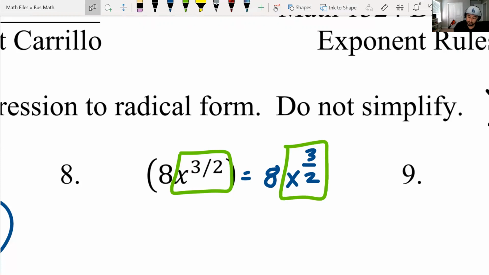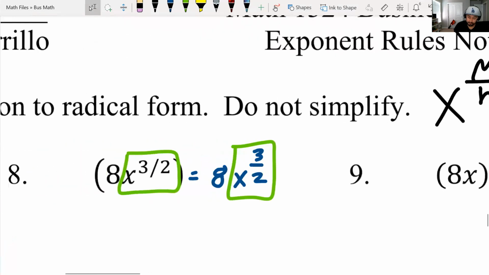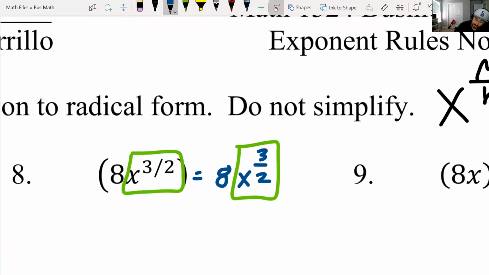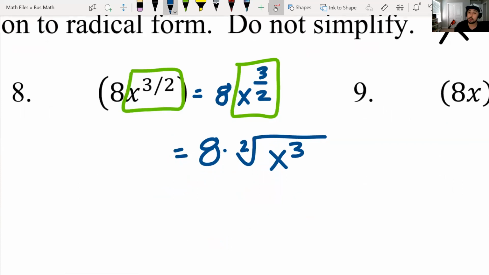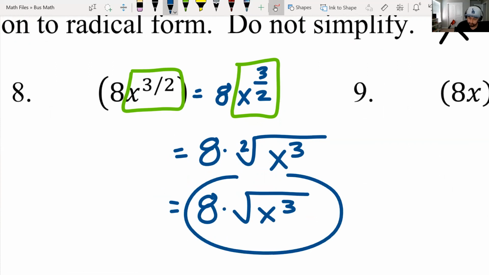Using the same formula that I wrote over here, x to the m over n. So this becomes 8 times the square root, I'll put a 2 in there just to show how the property works, of x cubed. And now to clean up my answer, since it's a square root, we don't need that 2 in there, I get 8 times the square root of x cubed. There it is.